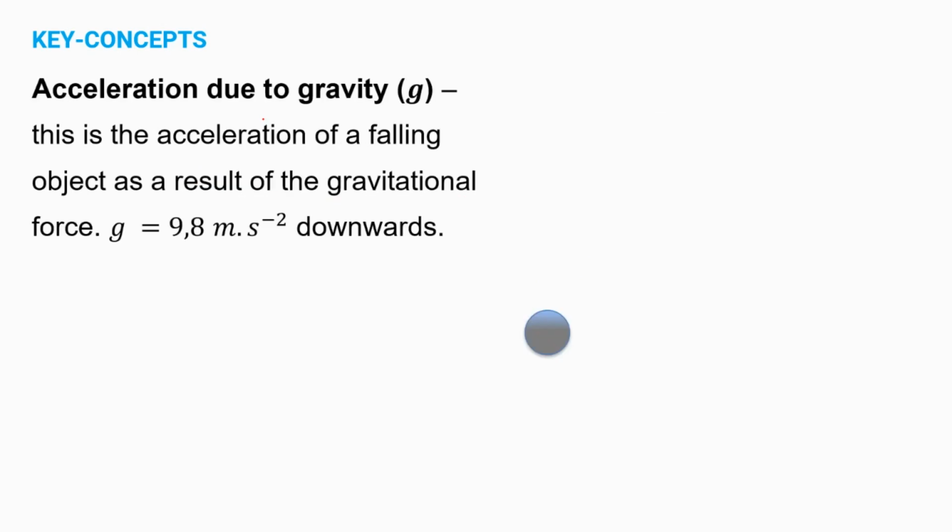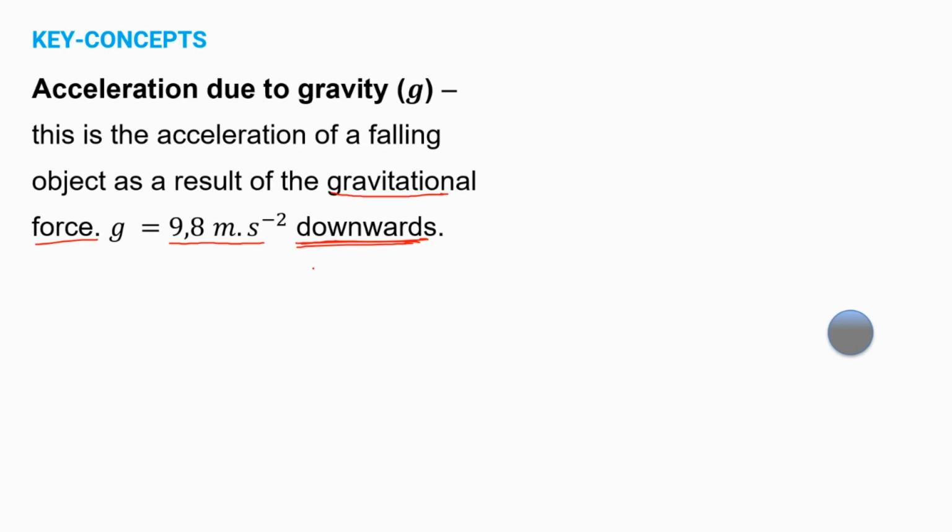And then acceleration due to gravity. This is the acceleration of a falling object as a result of the gravitational force, and it is 9,8 meters per second squared. This is an approximate value. It is always acting downwards. Please take note of that.